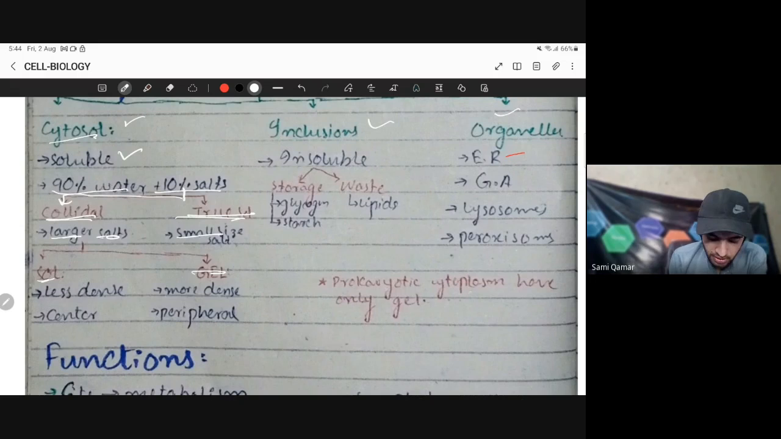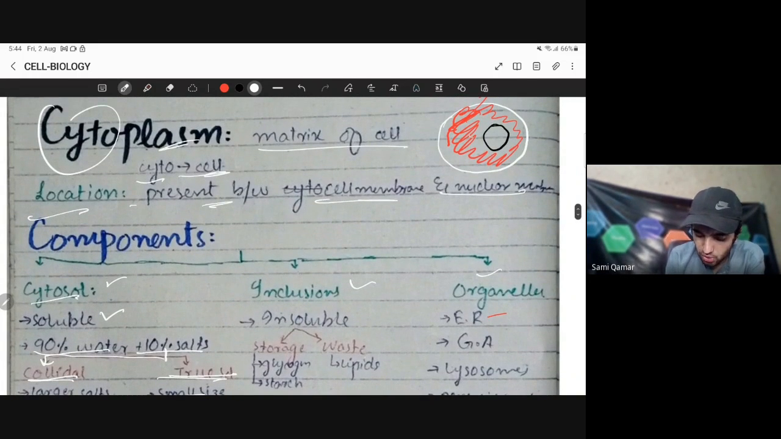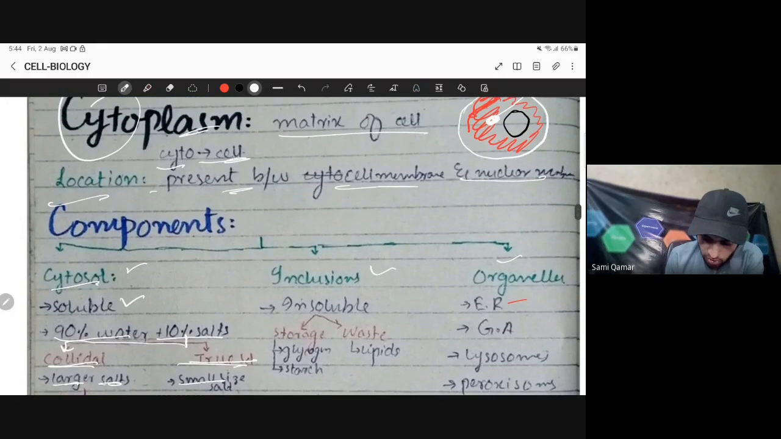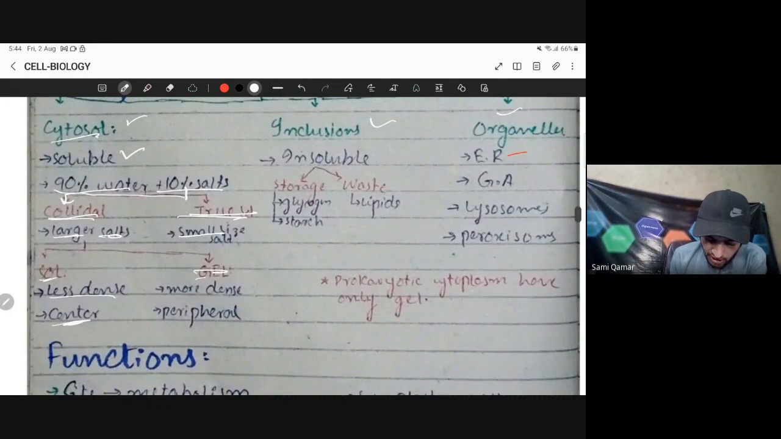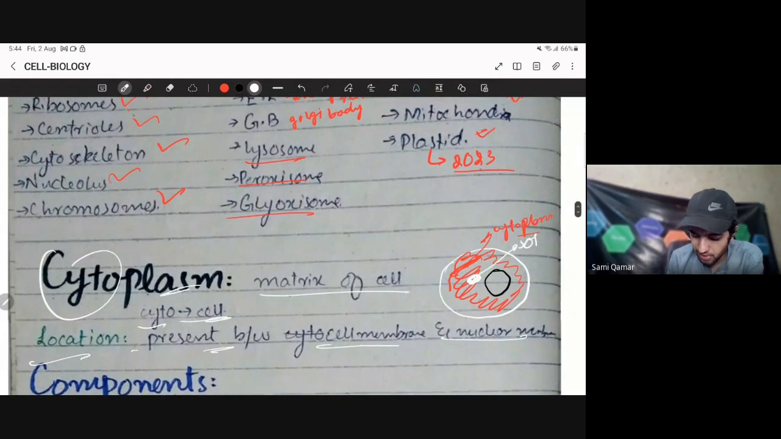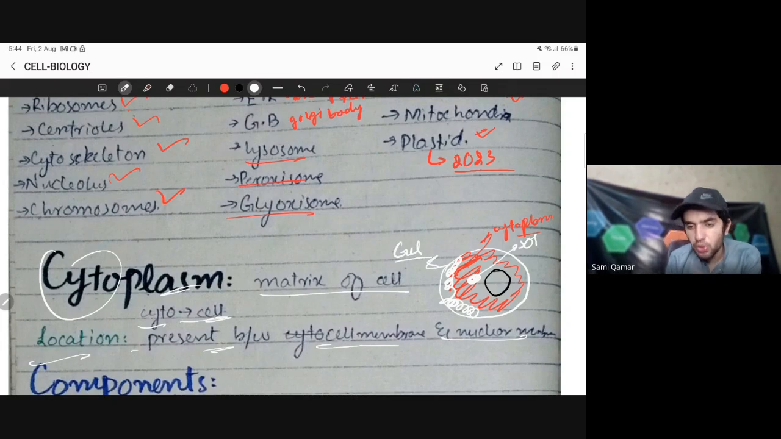Sol is less dense and is in the center, the central region of the cytoplasm. This is known as the sol region. The other region, gel, is more dense, more jelly-like. Gel means jelly-like, more dense, and it will be peripheral. It will be present on the periphery, where it is gel-like. It is known as gel. I hope you guys are getting this.